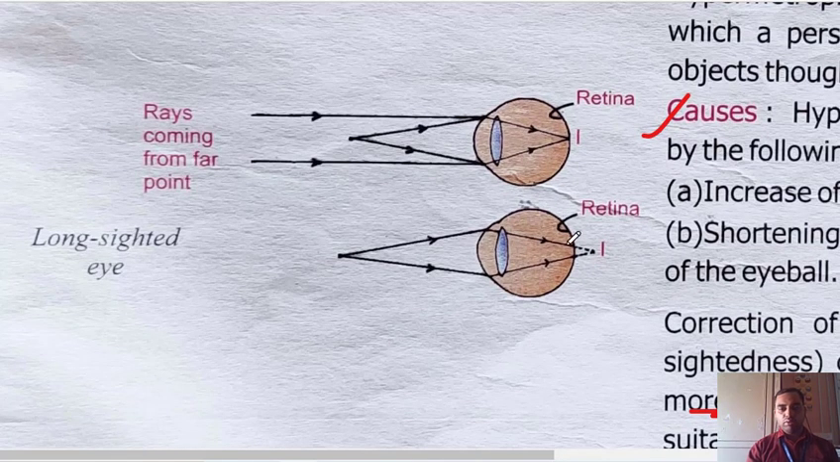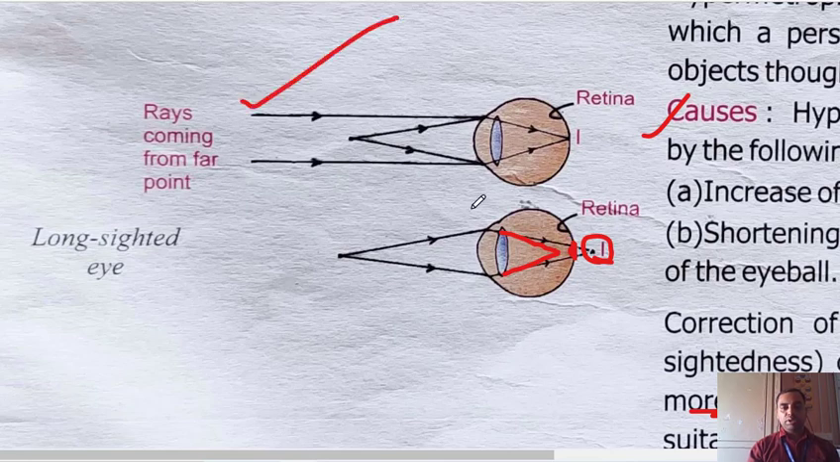In case of myopia, what happened? The image was forming like this, before the retina. But in case of hypermetropia, the image is forming here. It is passing through the retina and the image is forming here. But it should form here. Image should form here on the retina. Okay.